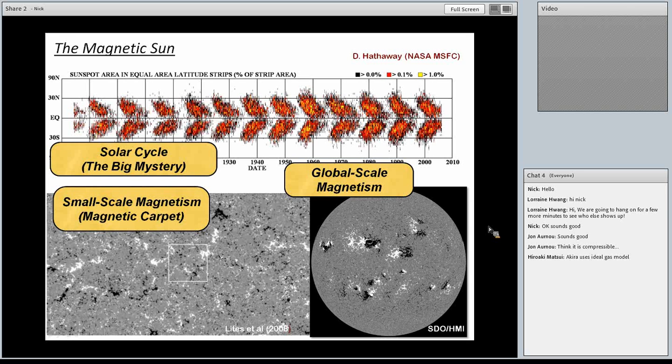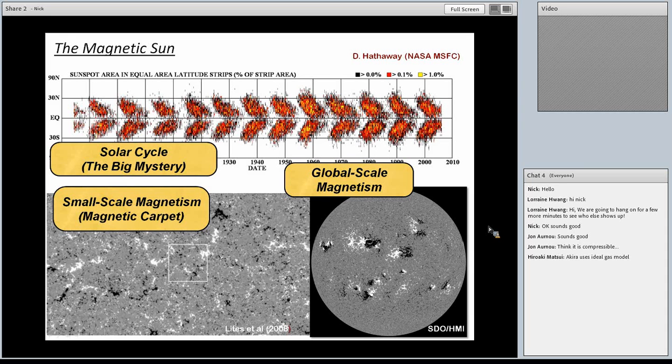Every 11 years, the Sun actually reverses its polarity, the dipole moment of the Sun, and then every 22 years it's back to where it started. So we know that there's quite a bit of large-scale organization in the Sun as far as the magnetism goes, but one of the big mysteries is how this cycle actually operates.